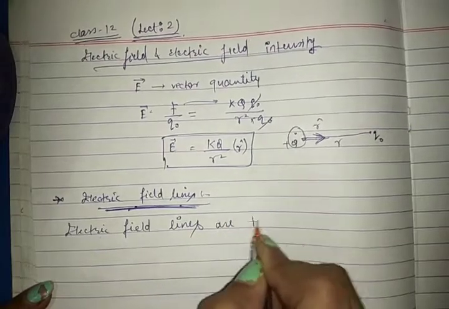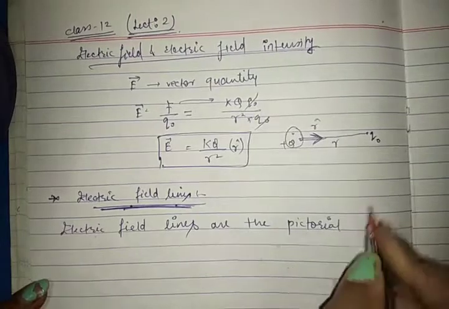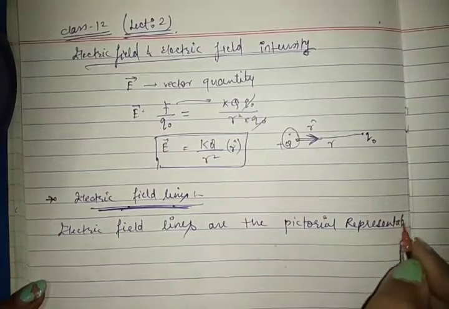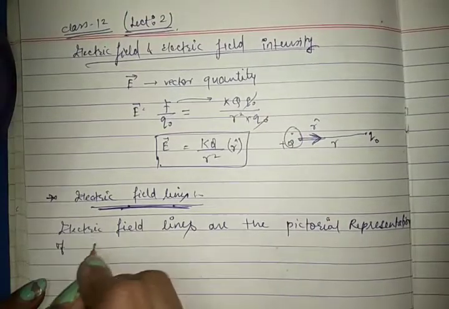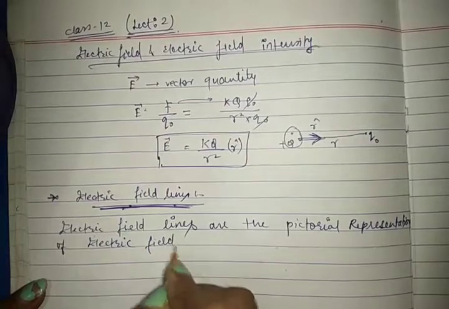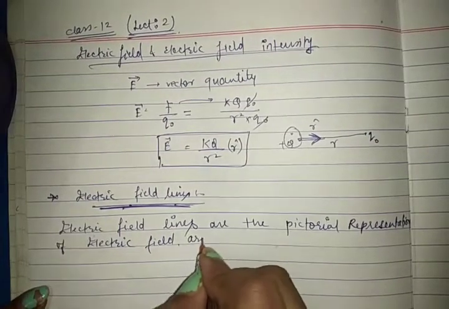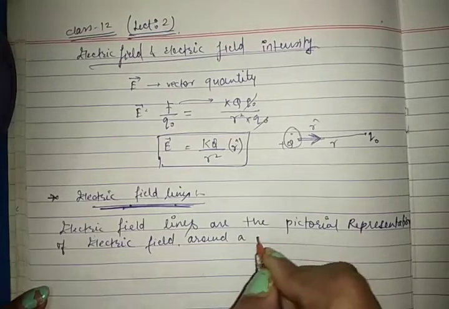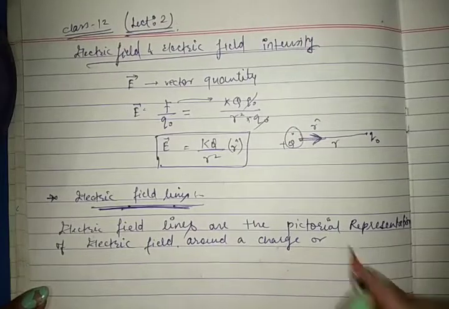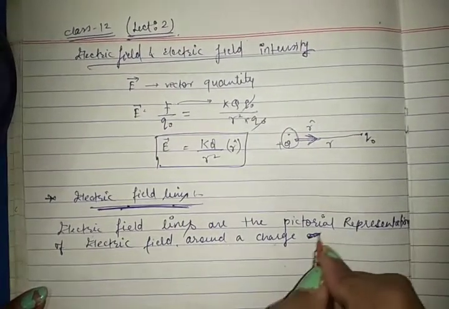So electric field lines are the pictorial representation of electric field around a charge or configuration of charges or system of charges. Around a charge, it's enough.